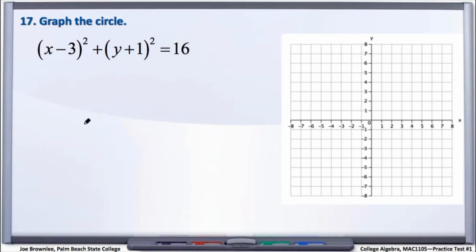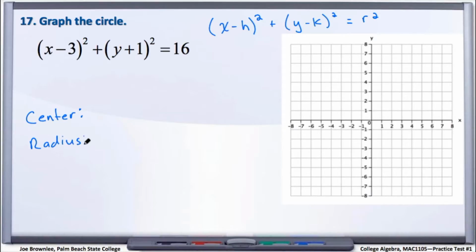All right, question 17, graph the circle, and we've been given the equation of a circle in center radius form, and if you watched the previous two videos, questions 15 and 16, you may recall that the center radius form is given as (x - h)² + (y - k)² = r². And so in order to graph this equation, we need to identify what the center of this circle is, and then we need to identify what the radius of this circle is.